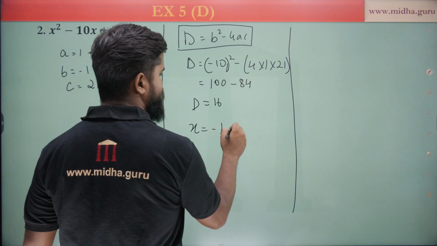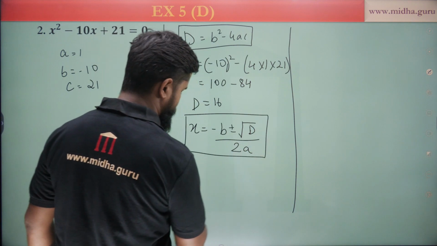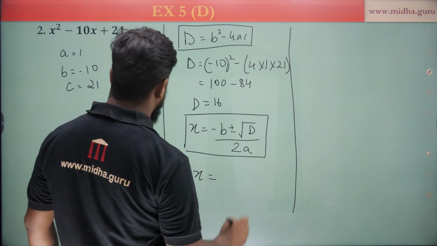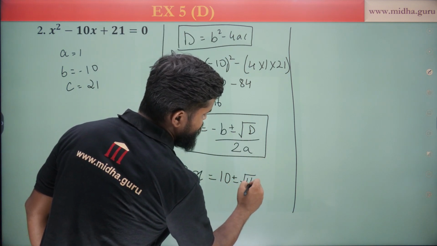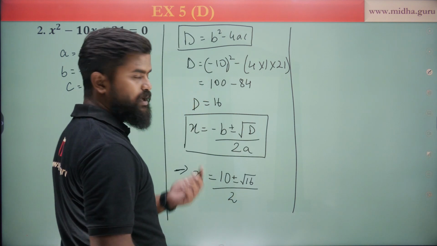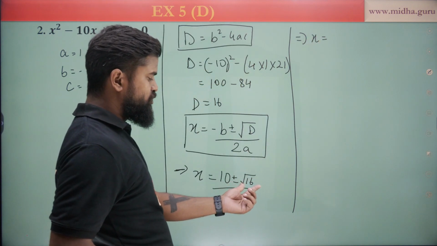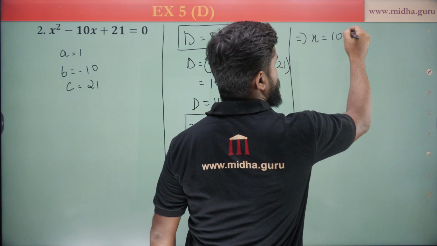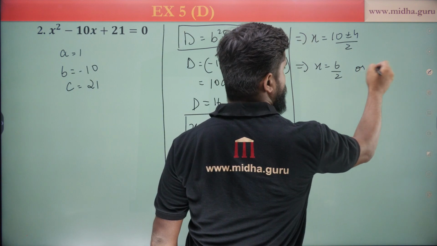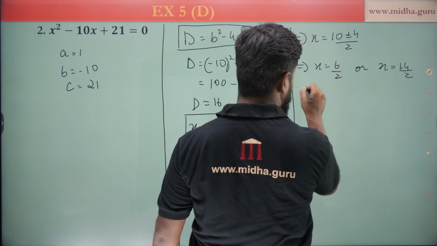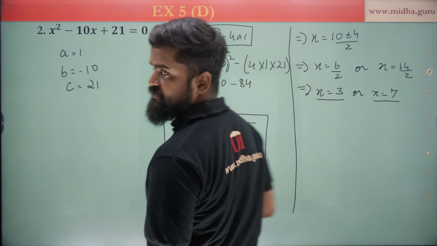Now we'll use our quadratic formula, that is minus b plus or minus the root of d divided by twice of a. So we'll just substitute all these values. Now since b is minus 10, minus of b will become 10 plus or minus the root of 16 divided by 2a, and a being 1, then divided by 2. So we'll get x is equal to, now since we know that the root of 16 is 4, we'll write 10 plus or minus 4 divided by 2. So now x is either equal to 10 minus 4 by 2, that is 6 by 2, or 10 plus 4 by 2, that is 14 by 2. So x will be equal to 3 or x will be equal to 7, right?